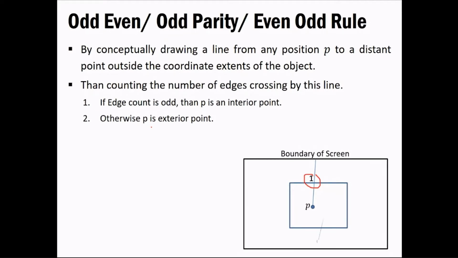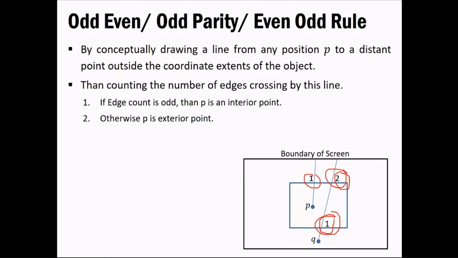Okay, now we have one more point over here, that is Q. Simply what we'll be doing is we'll draw a line from that position to a distant point outside the coordinate extent of the object. Now as you can see in this scenario, it is getting intersected at two such things. Obviously, if two such things are happening with this line, you have to give it a count. In our case, two things are getting crossed by that particular line. So now we have a count of two over here.